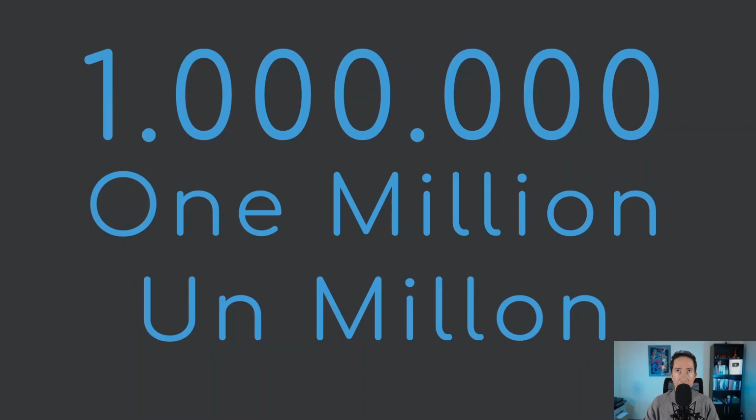1 million, $1 million, but just 1 million. It is un millón. 1 million, un millón. So 1 million in Spanish is un millón.